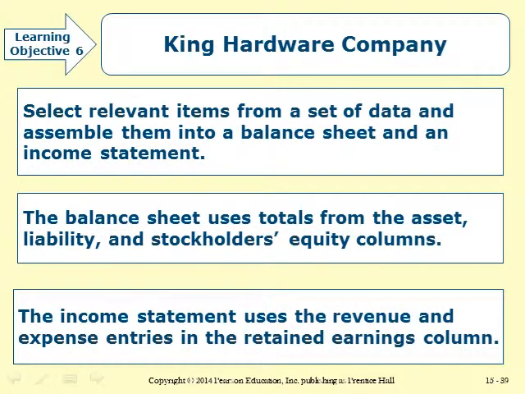So here we want to take an exercise and we want to select relevant items from a set of data and assemble them into a balance sheet and an income statement, both of which we've talked about. So using the data from the balance sheet equation in Exhibit 15-2 to prepare King Hardware's April financial statements. The balance sheet and income statements shown in Exhibits 15-4 and 15-5 are similar to those illustrated earlier. The balance sheet uses the totals at the bottom of Exhibit 15-2, and the income statement uses the revenue and expense entries in the retained earnings column.